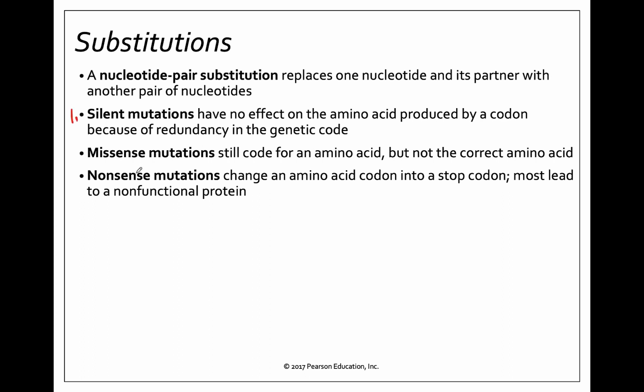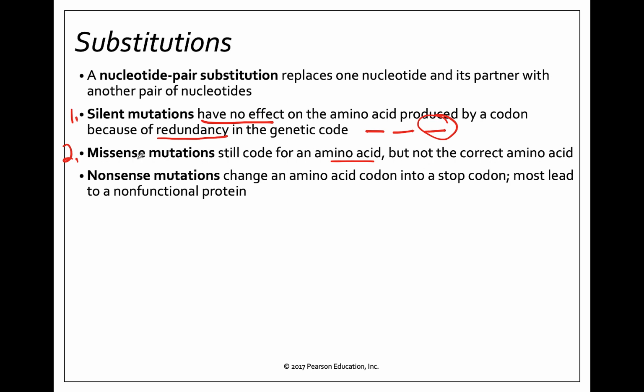So a silent mutation is going to have no effect on the amino acid. So if it was supposed to be threonine, even though there's a change, it's usually going to end up as threonine. This is usually thanks to that redundancy in the genetic code. So this is often going to happen with a mutation in that third section of the codon. If it's going to change from one to another one, but it still codes for the same amino acid, then you end up with a silent mutation. A missense mutation is going to still code for an amino acid, just a different one.